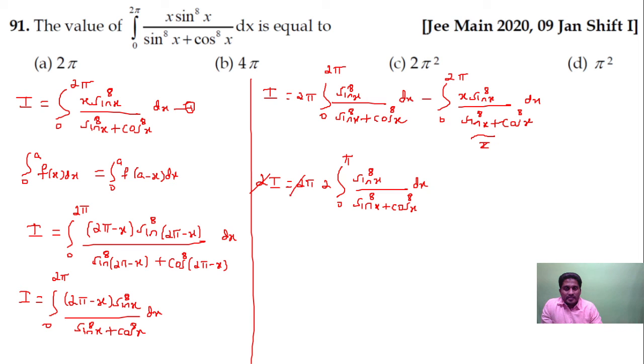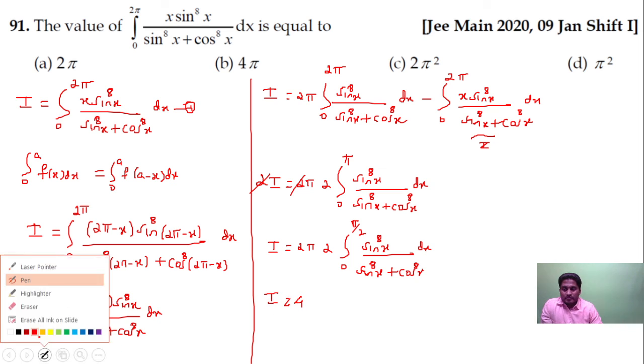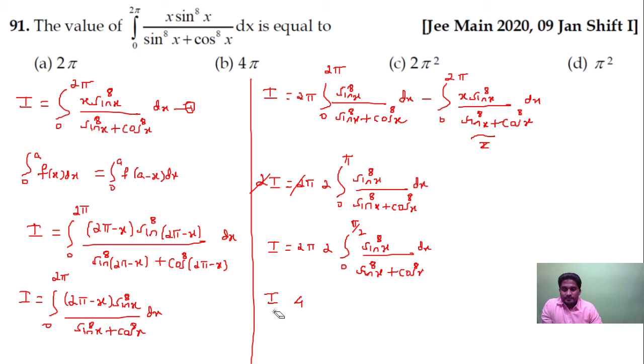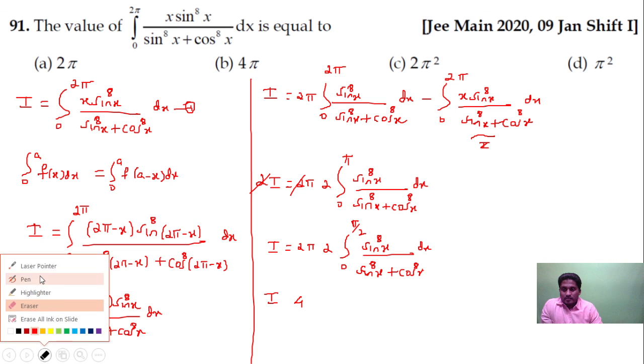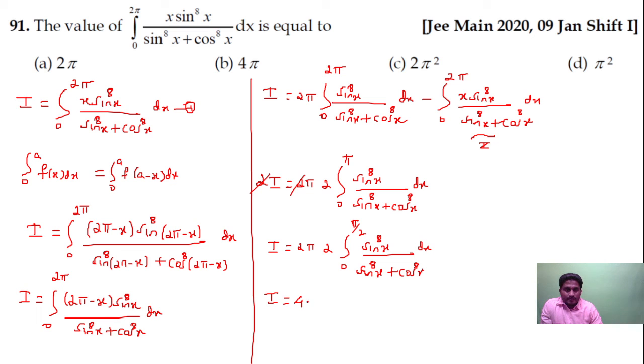I can further write this as I is equal to 2 pi. If I further multiply by 2, 0 to pi can be written as 0 to pi by 2 of sine power 8x upon sine power 8x plus cos power 8x dx. I get I is equal to 4 pi.